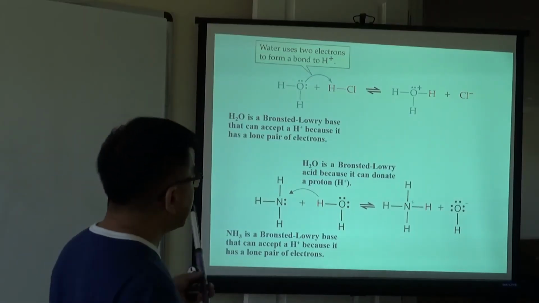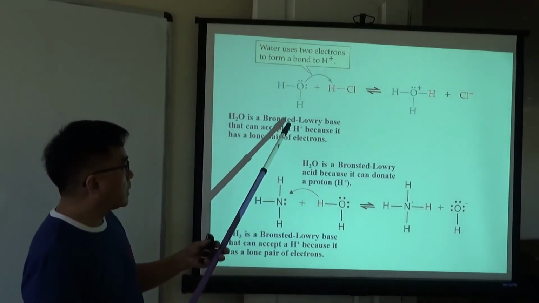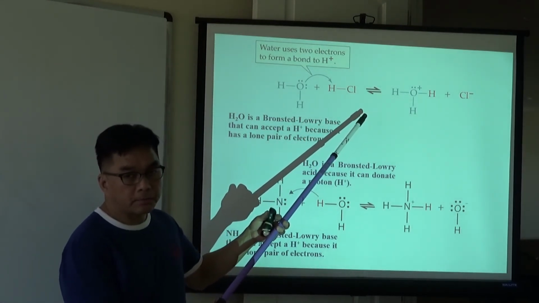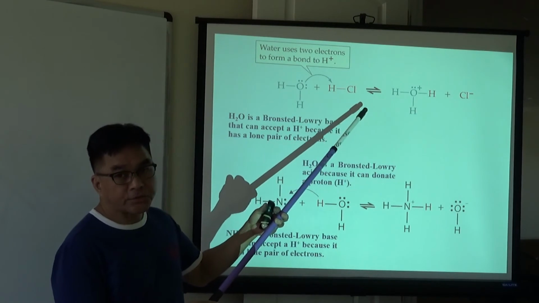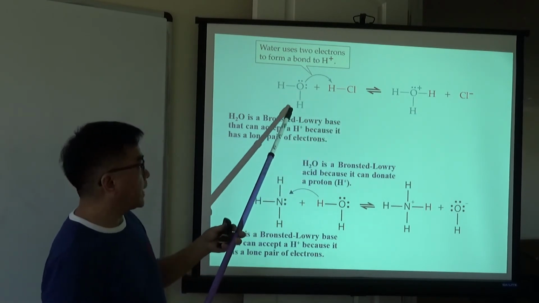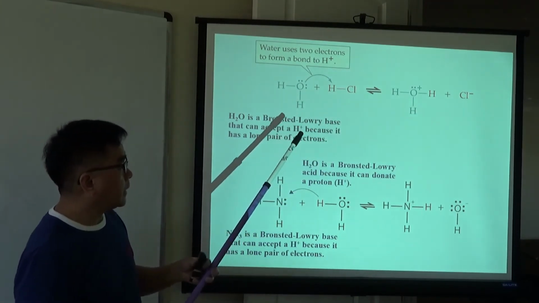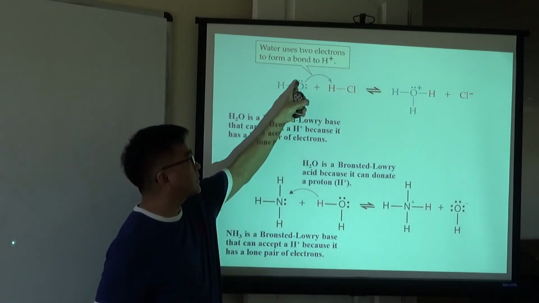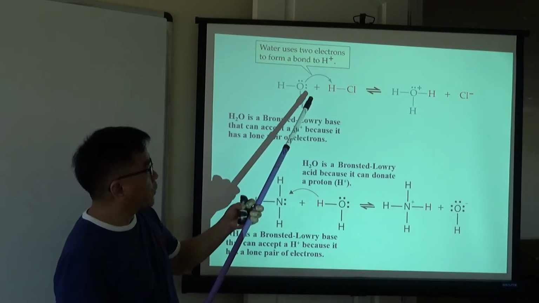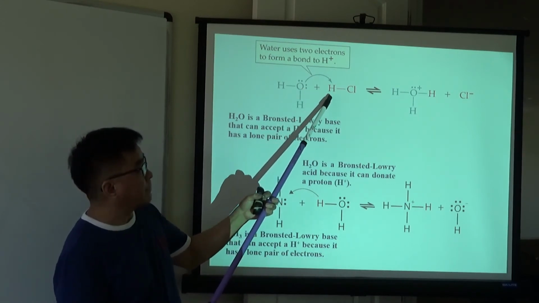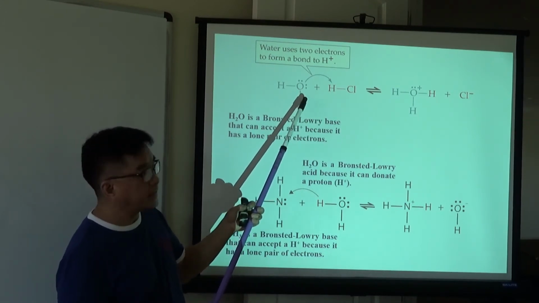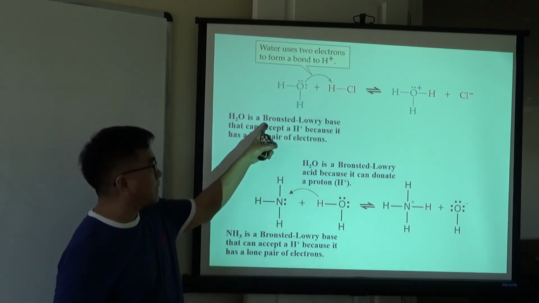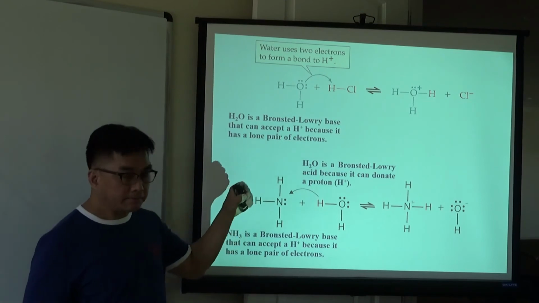Okay, and this slide here shows water in the presence of hydrochloric acid in solution. Because hydrochloric acid is a strong acid, it's much stronger than water. And if you draw the Lewis structure of water, water has two lone pairs of electrons. So it can use one lone pair to accept a proton from hydrochloric acid. So it is a proton acceptor, and therefore it acts as a Brønsted-Lowry base in this case.